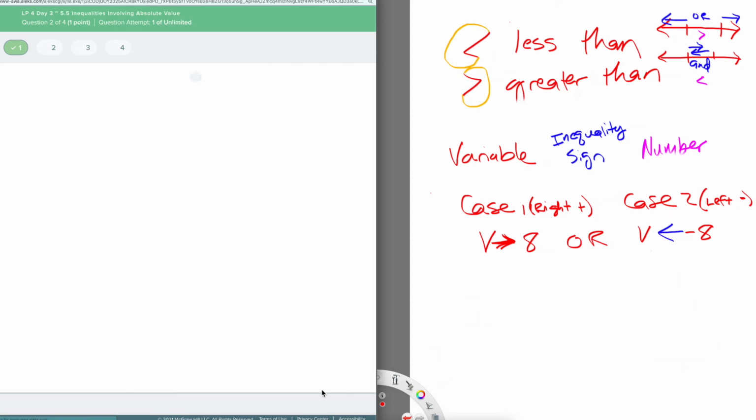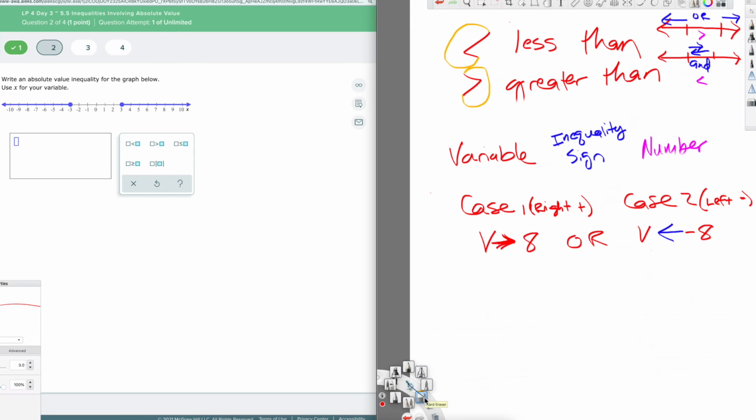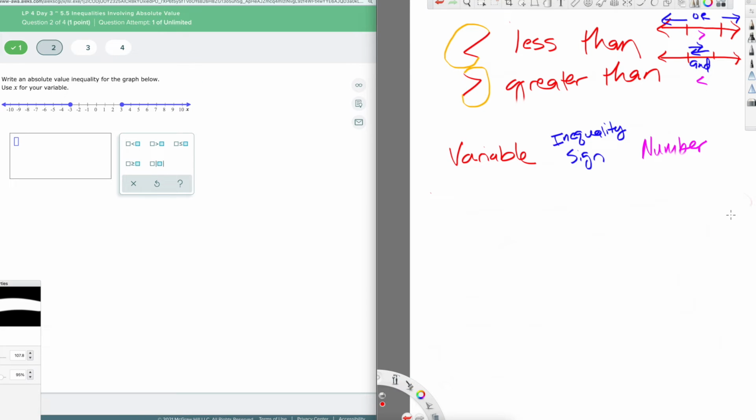Continue. Let's go ahead and erase these guys. Okay, write an absolute value inequality for the graph below. So we have another or statement. I can see that they're going away from each other. It's 3 and it's negative 3.